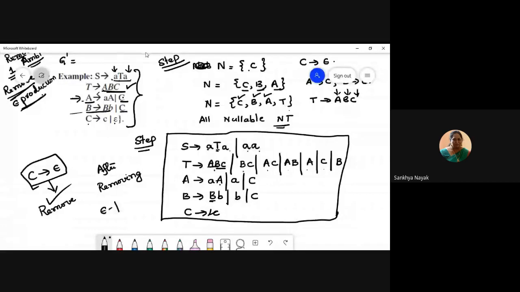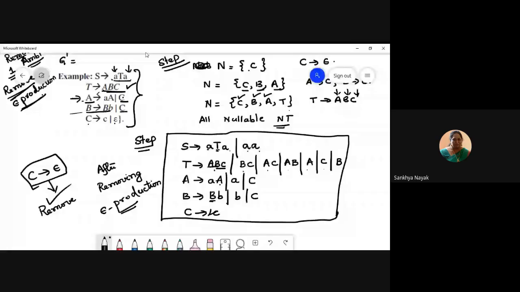In the problems that we'll see tomorrow, this is your first step. If epsilon productions are there, you have to remove epsilon productions by finding everything that is nullable directly or indirectly, and then modifying those productions which have nullable non-terminals in them.